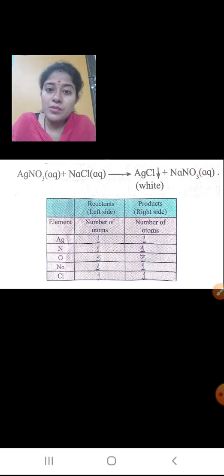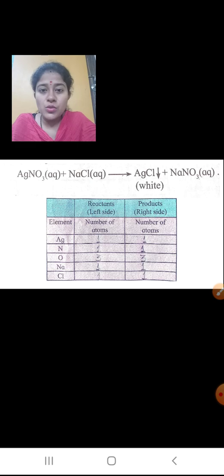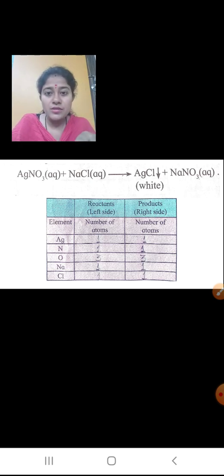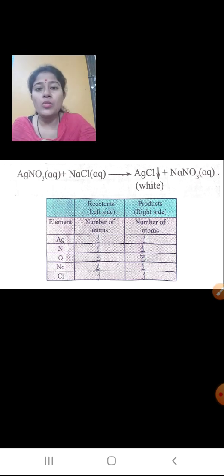Mass cannot be created nor be destroyed. It should be same for all, isn't it? So you can see here it is a balanced equation. The number of atoms in the reactant and the number of atoms in the product, they are same. So we are going to understand about the balanced and unbalanced equation.